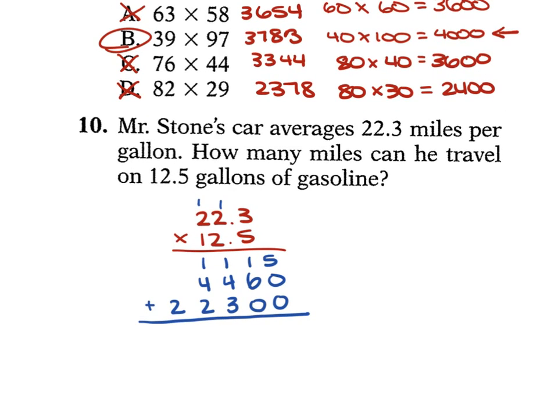So we add these numbers up. 5 plus 0 is 5. 6 plus 1 is 7. The 1 plus 4 plus 3 gives us 8. 1 plus 2 plus 4 gives us 7. And then that 2 drops down. We have a total of 2 decimal places. So this is going to be 278.75.